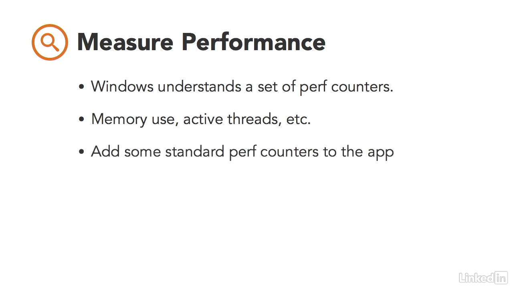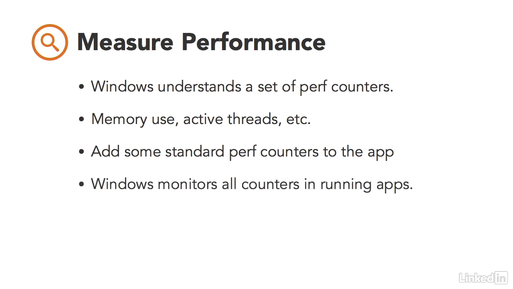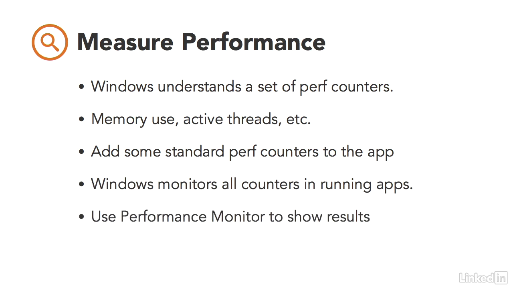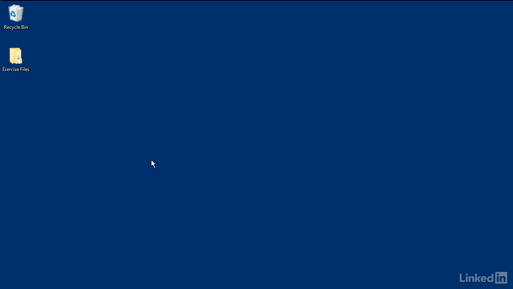If you want to tap into this system, you write code to register your app with the performance subsystem. Windows monitors all the perf counters and shows them in the Performance Monitor tool. I'd like to show you an example of a Windows performance counter. To do that, I'll use an application that I've already written.